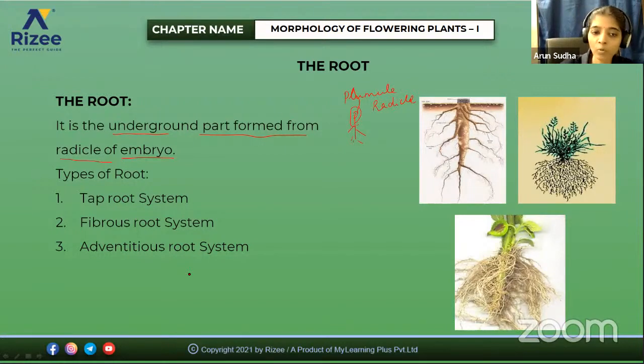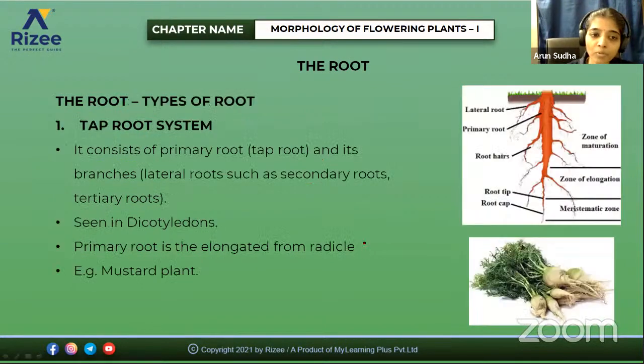If you take the root, it is positively geotropic. So what do you mean by this? Positively geotropic means it grows towards the soil, under the soil. And it is also positively hydrotropic, that is, it is attracted towards water and absorbs it. It helps in the absorption of water and nutrients. So we'll see in detail about the different types of roots.